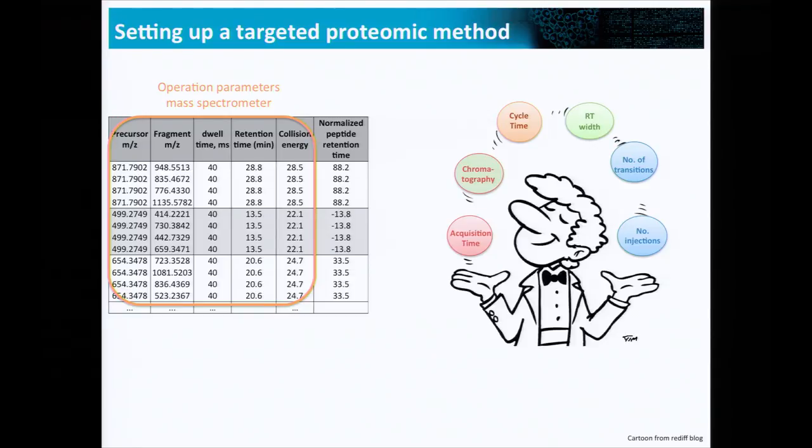I've talked a little bit about juggling between these different parameters: acquisition time, cycle time, what we know about our chromatography, how many injections we want to do, what's the RT width that we want to know. And this is a bit of an art to try and decide how to balance all of these, but it is a very achievable art.